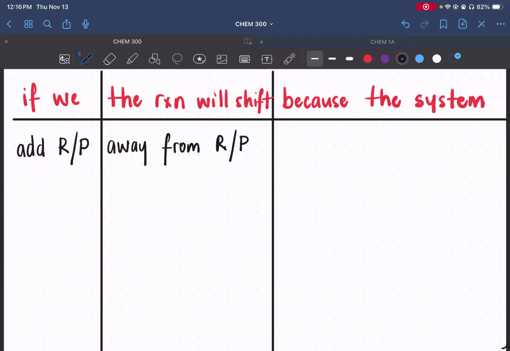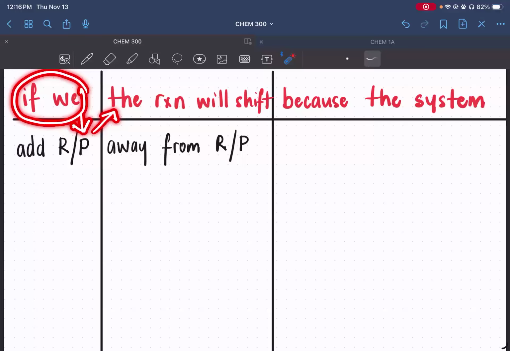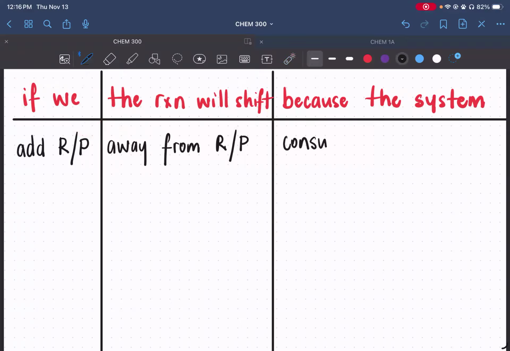So here's how we start reading the table. We start, if we add reactant or product, the reaction will shift away from reactant or product because the system consumes the excess reactant or product. So the table is meant to be read as a full run-on sentence, where the column headings are just the consistent phrases.